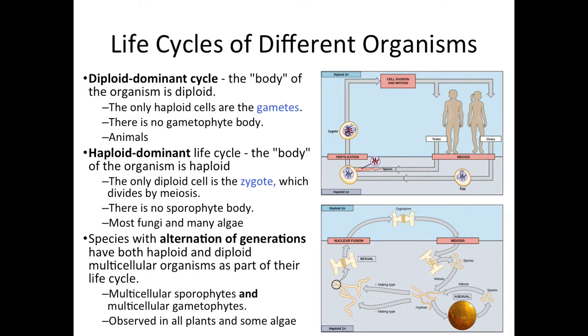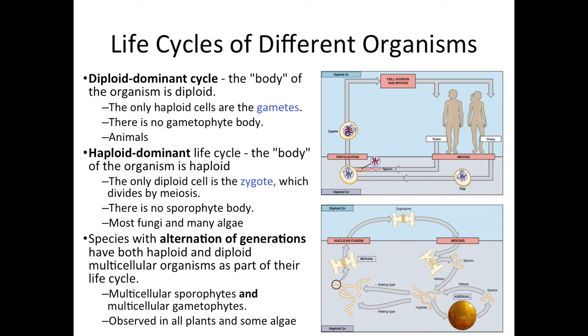Some of those life cycle strategies include the diploid dominant cycle, which is similar to humans and other animals, where the body of the organism is diploid, and the only haploid cells in their body are gametes, which means there's no separate multicellular generation known as a gametophyte. There's no haploid body. There's only a diploid body. And the cells that are created by meiosis then immediately fuse by fertilization or syngamy. Those cells don't grow into another body.